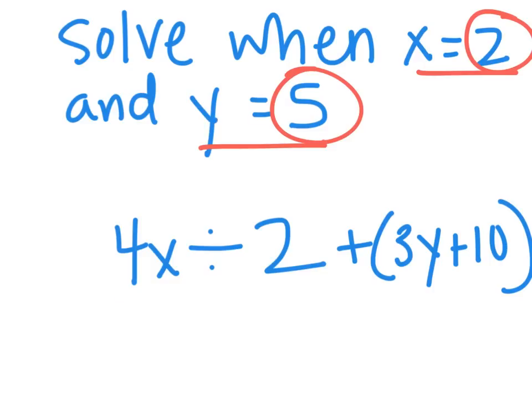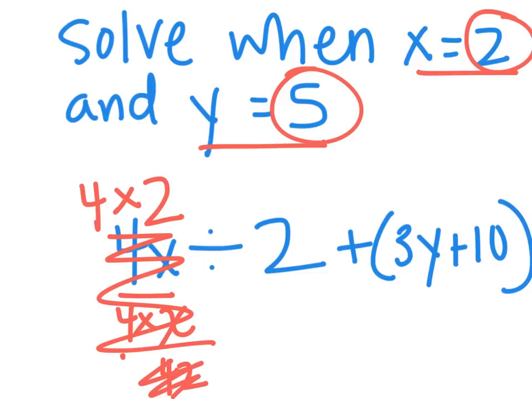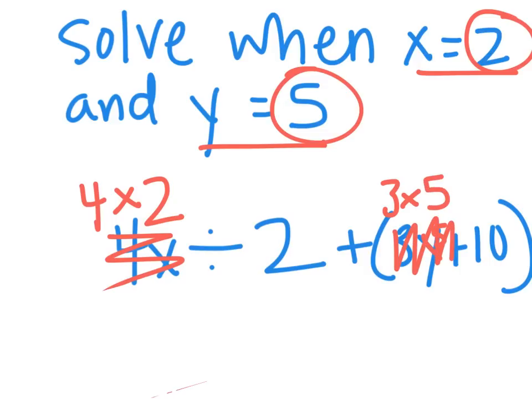Okay, but 4x right here means 4 times x. We talked about this today in class. So I'm going to write out 4 times 2 because x is 2. I can't just write 42 because that's not the same thing, okay? Then I'm going to go and look at the y, and I have a 3y down here, which is 3 times y, but I'm going to plug in that y with a 5, 3 times 5. So I can cross that out and replace it with 3 times 5.